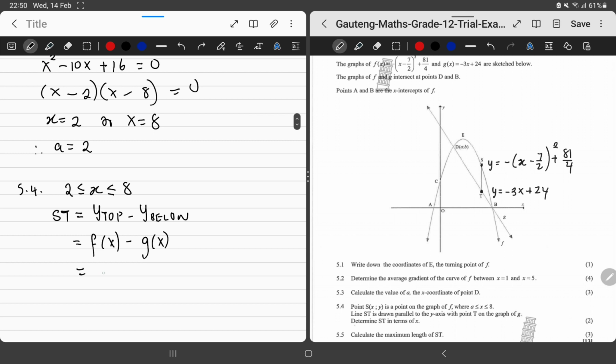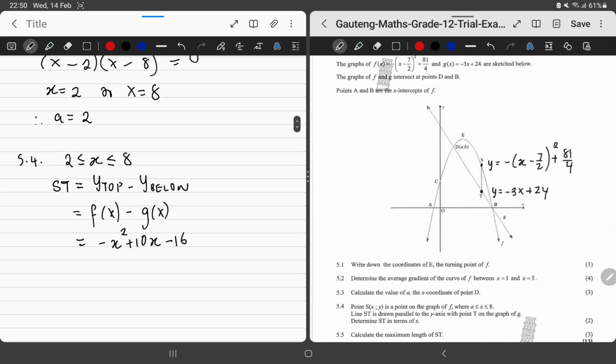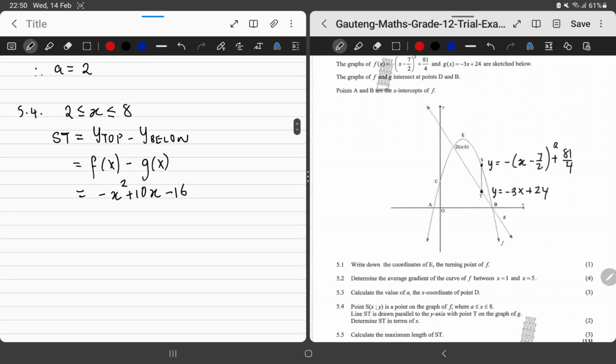So this is minus x squared plus 10x minus 16. So I have expressed ST in terms of x. 5.5. Calculate the maximum length of ST. ST of x is equal to minus x squared plus 10x minus 16.